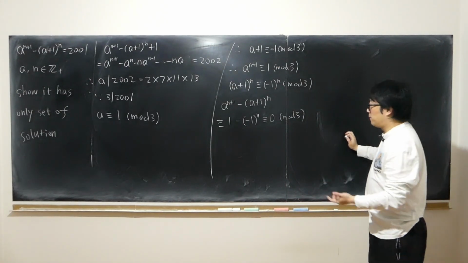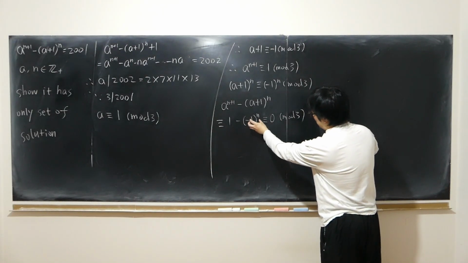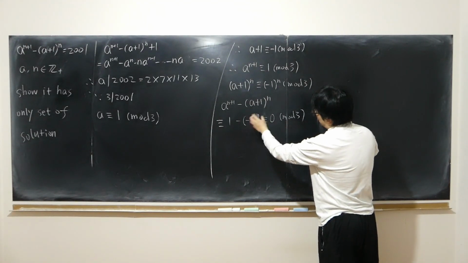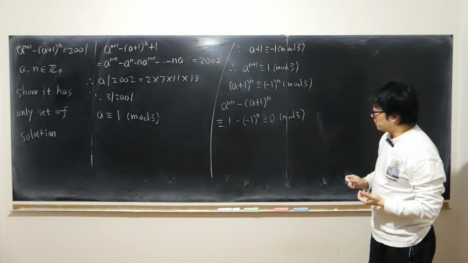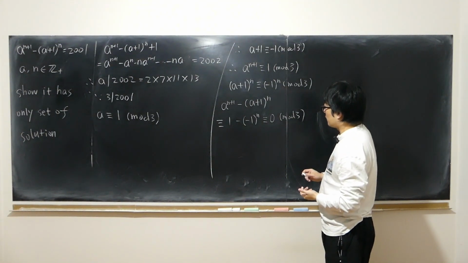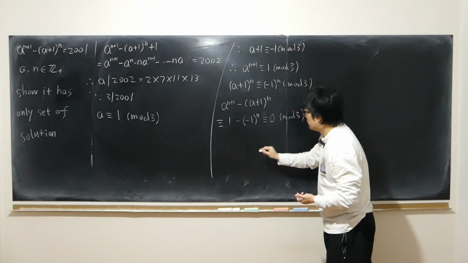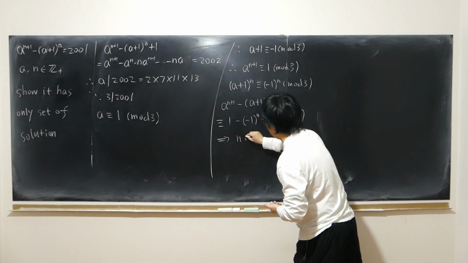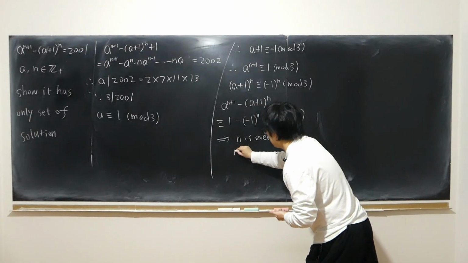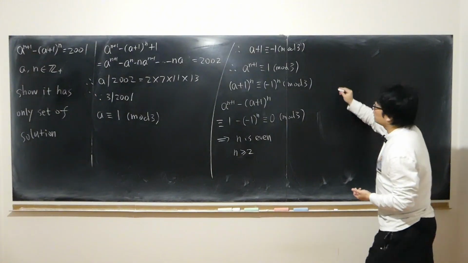So imagine if n is odd. Right? So this will be negative 1, and 1 minus negative 1 would be 2. That would be impossible. So n has to be even. If it's even, then it's positive 1, so 1 minus 1 equals 0. So n has to be even. So n has to be greater than or equal to 2, because it requires a positive integer.